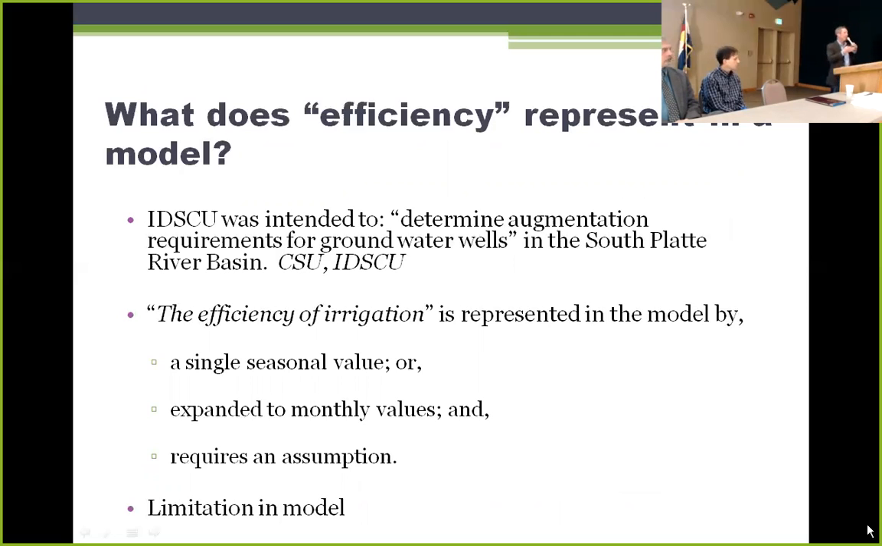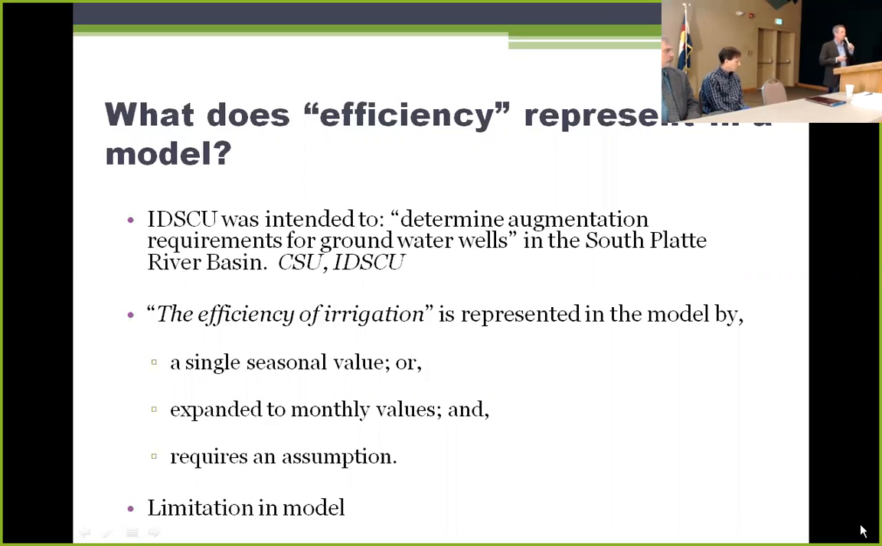How do we look at what literature says about efficiencies when we're looking at models? If I take IDSU just as an example, it was designed for determining augmentation requirements for groundwater wells. And they really talk about efficiency, meaning the efficiency of irrigation. That's how they really defined it, so it's really talking about the performance of the system. In IDSU, you can enter a single value, or you can enter monthly values. In addition, those values that you enter really require an assumption.